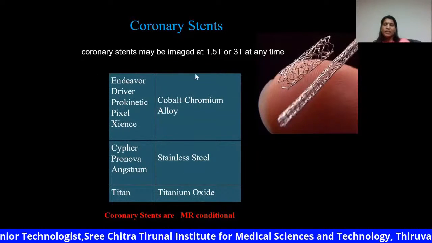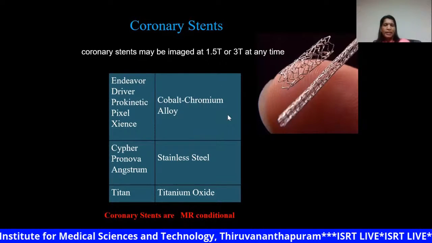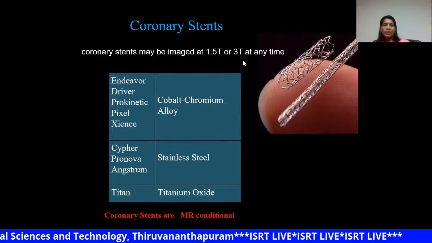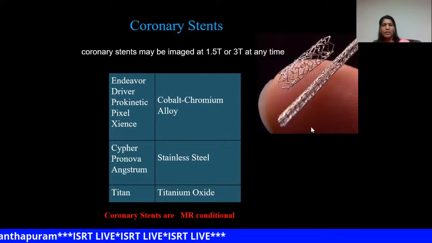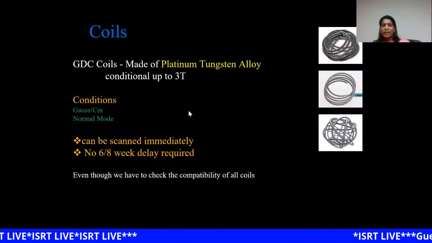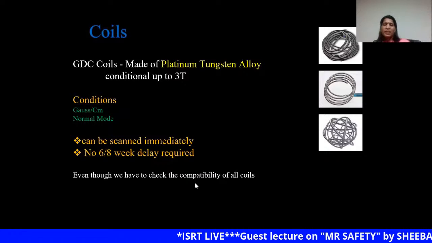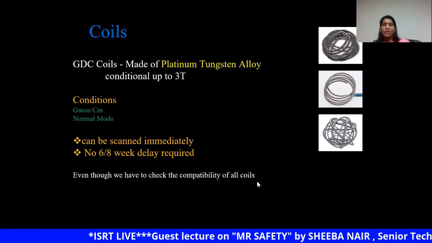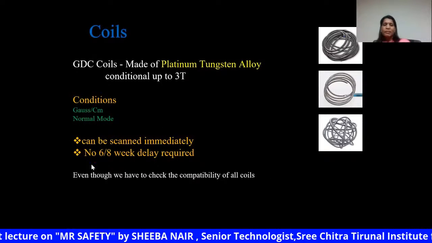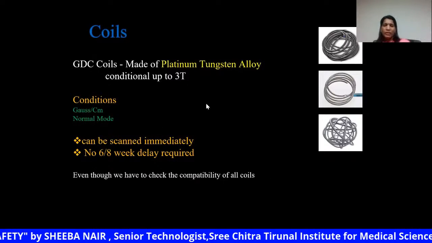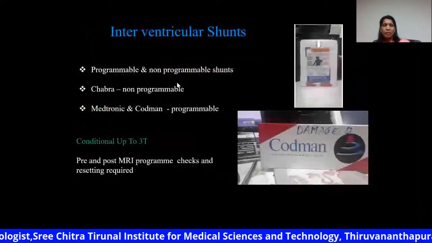Most of the coronary stents available in the market are MR conditional. We can do the scanning at 1.5T or 3T, even immediately after the placement. Most of the coils available are MR compatible. So it is always better to check the compatibility of each coil separately, and some coils, the GDC coils, are conditional up to 3 Tesla.